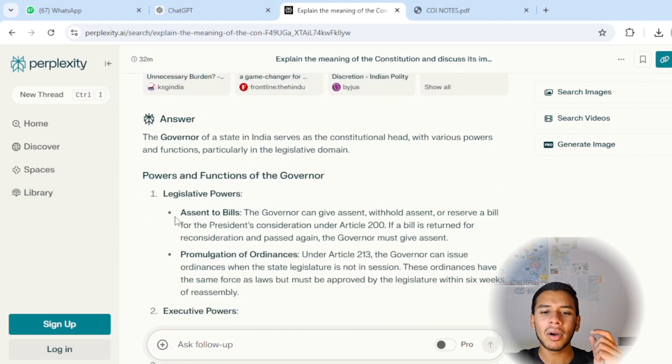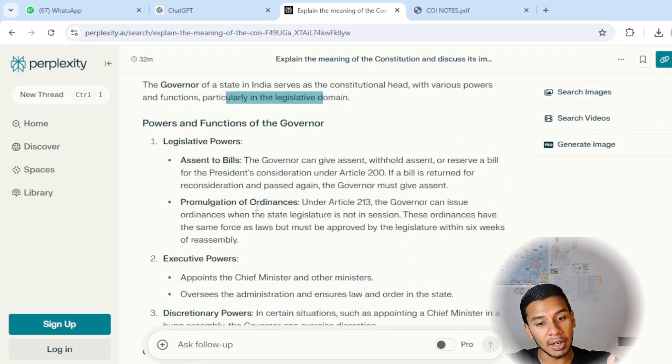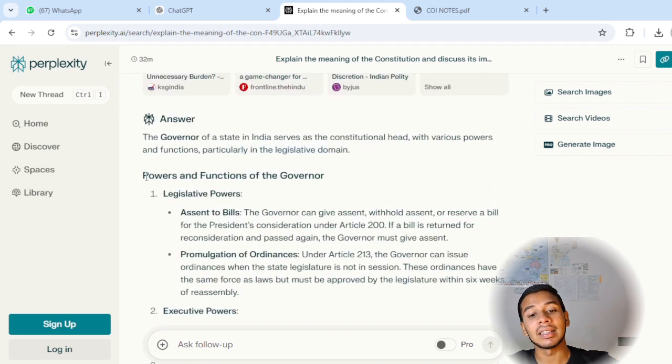Guys, now we are talking about the important powers and important functions of a governor. So let's talk about the governor for a while now. The governor of a state in India serves as the constitutional head of any particular region with various powers and functions. Let's see what those powers and functions are, particularly in the legislative domain. It's a very short answer.